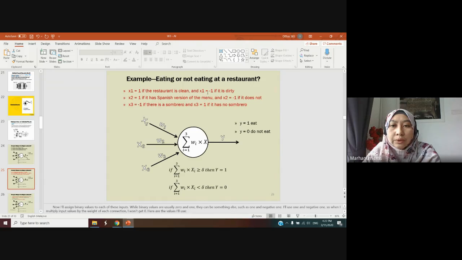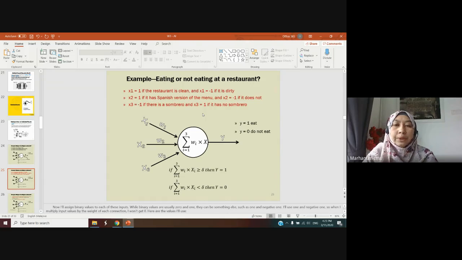And X1 equal to -1 if it is dirty. X2 equal to 1 if it has Spanish versions of the menu. X2 equal to -1 if it does not. X3 equal to -1 if there is a sombrero, and X3 equal to 1 if it has no sombrero.